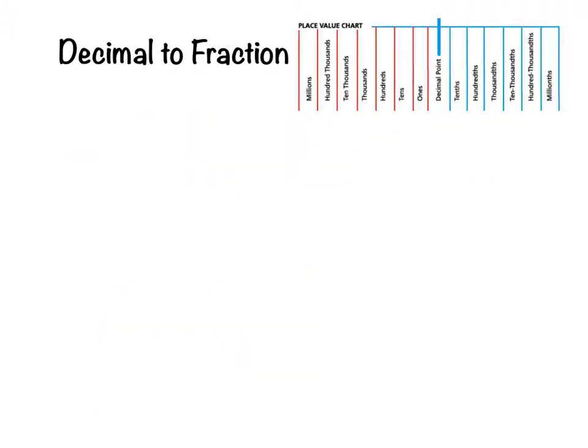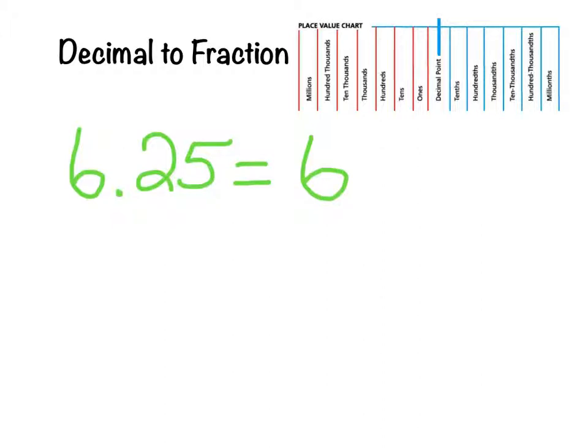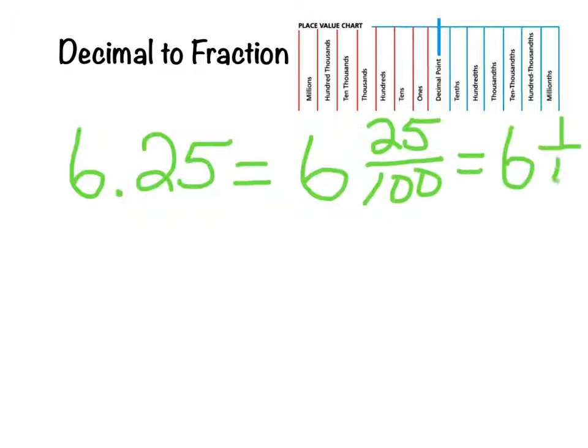Finally, our last example. 6.25 is just going to be 6 and 25 hundredths. Our whole number stays our whole number, and our decimal 0.25 becomes 25 hundredths, which also reduces to 6 1/4.